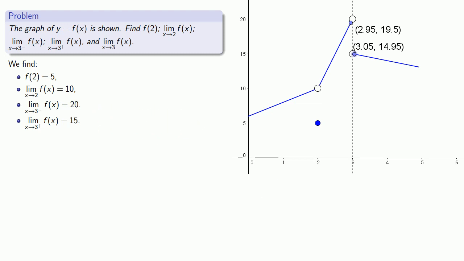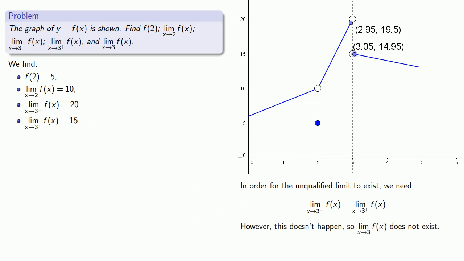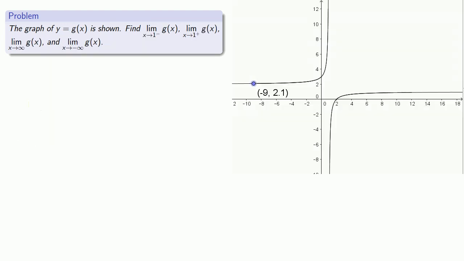Finally, remember that in order for the unqualified limit to exist, we need the limit as x approaches 3 from below and the limit as x approaches 3 from above to be equal. However, this doesn't happen, so the limit does not exist. Now let's take a look at another situation.